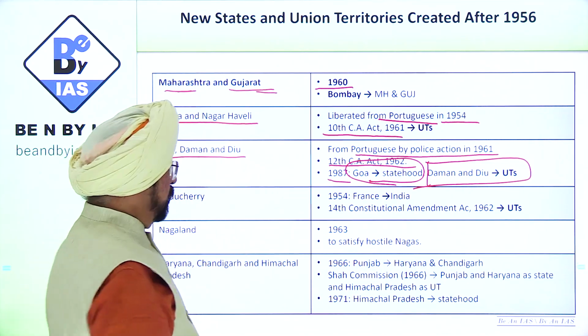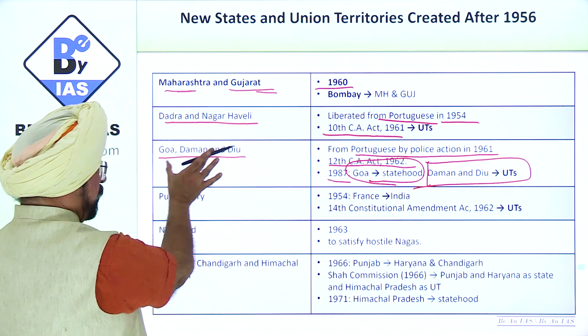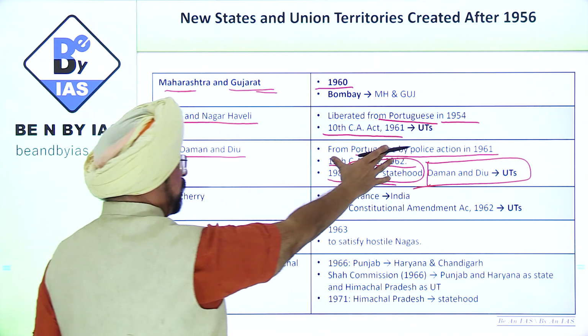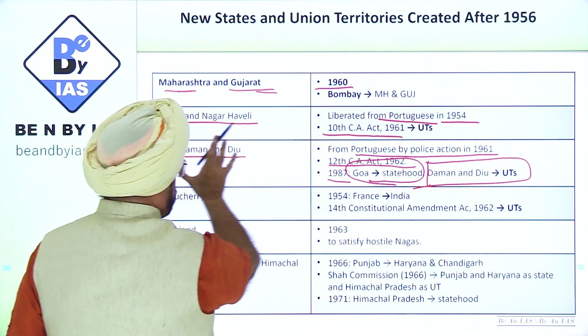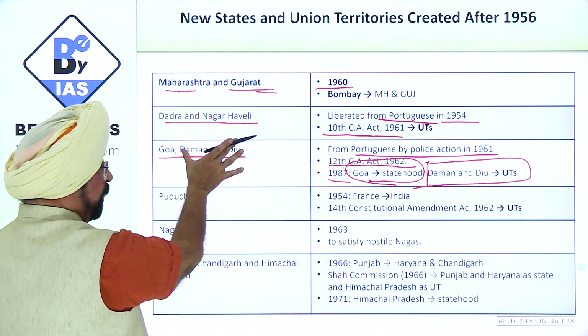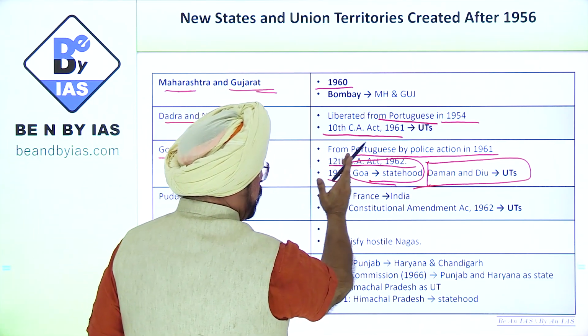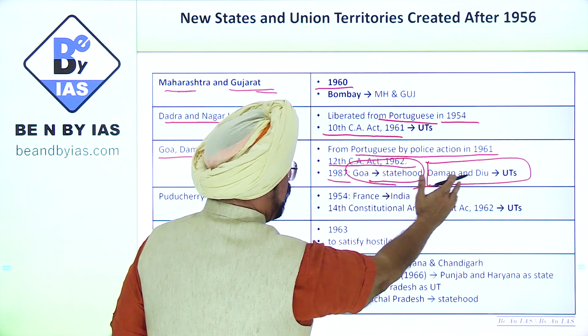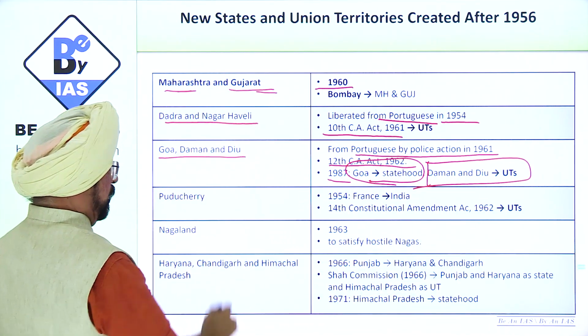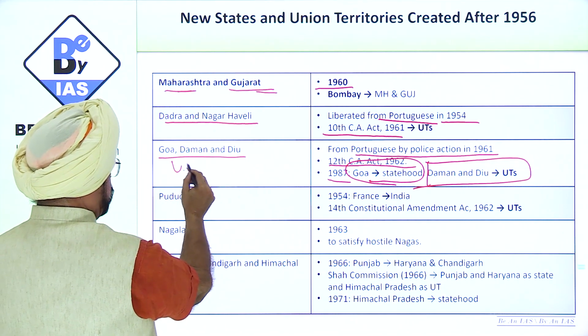Very important issue, because earlier they were together under the Portuguese rule, liberated, and then they were a single unit, divided into statehood to Goa, while Daman and Diu remained UTs. Earlier they were UTs.